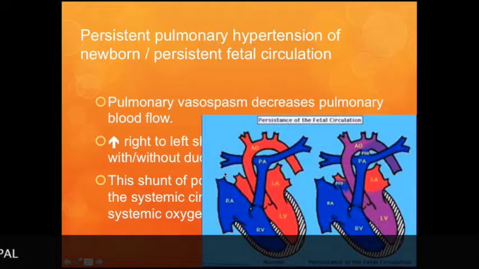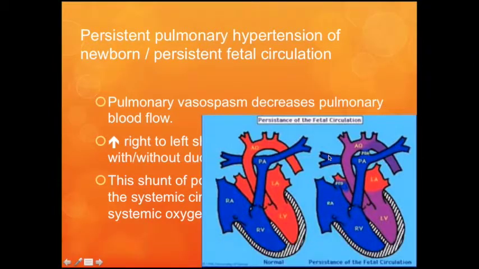And just to illustrate that, because sometimes it's hard to picture, so this is normal. Okay, the blood's coming to the right atrium, right ventricle, normal pulmonary artery, coming back from the lungs into the left atrium, left ventricle, aorta. So here we have really high pressure. So when the blood comes back into the left atrium, that's still going to be oxygenated.